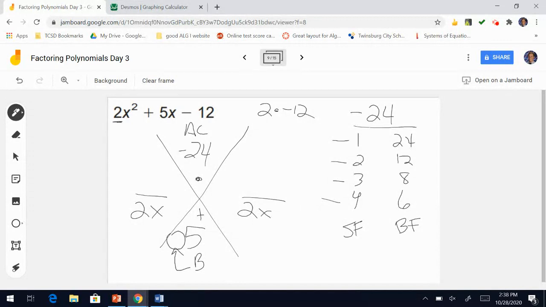So now let's add these up. What's 24 minus 1? 23. And these numbers should decrease in value. What's 12 minus 2? 10. What's 8 minus 3? 5. What's 6 minus 4? 2. What number are we looking for? Bing, bing, bing. We have these two factors, 8 and negative 3, that are going to pair up in here.